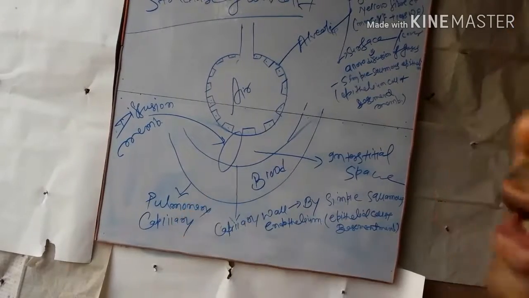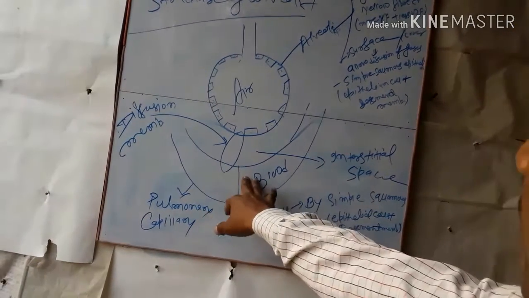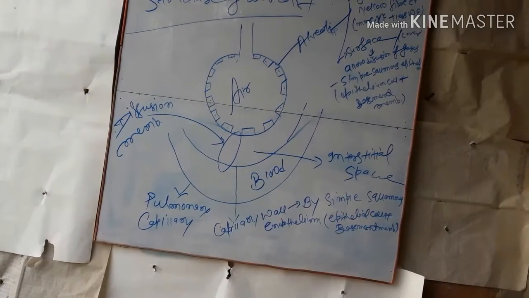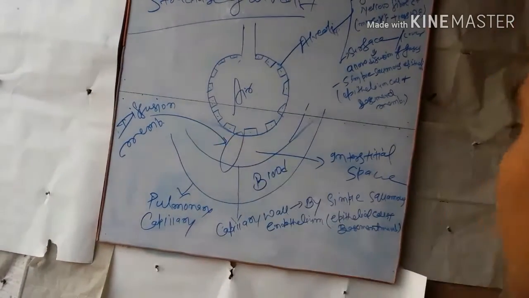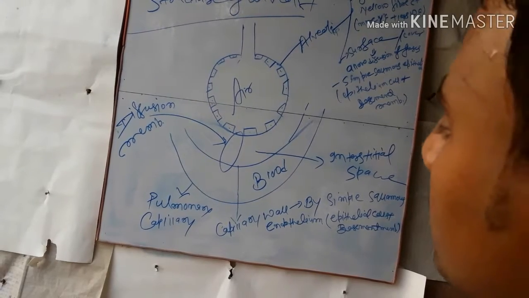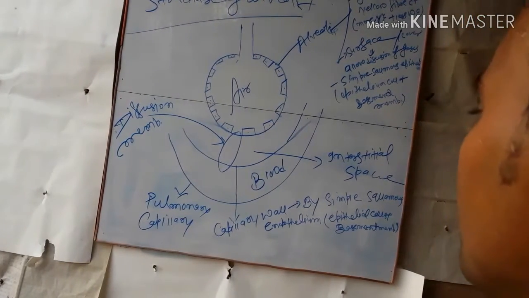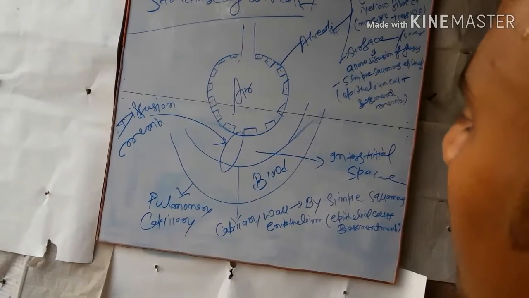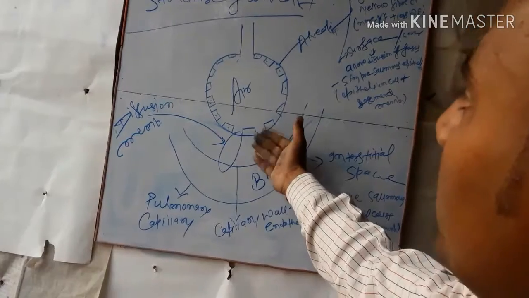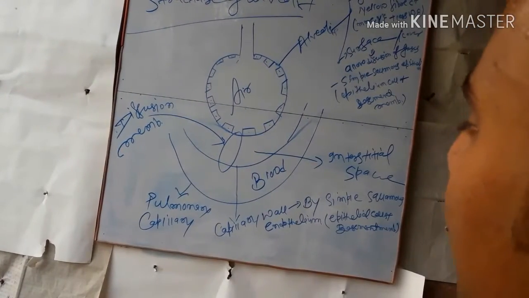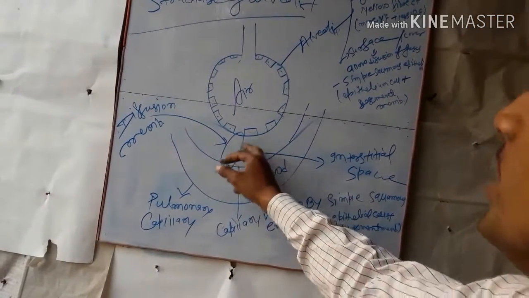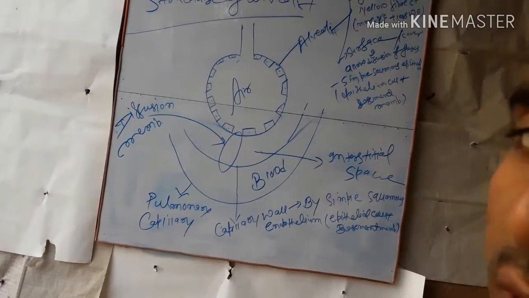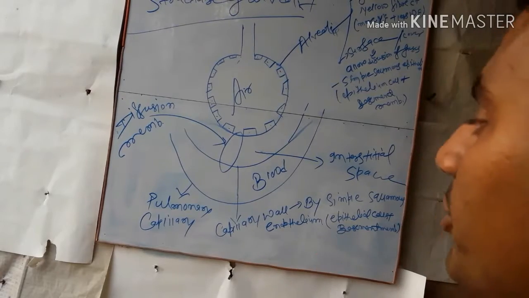and this is the pulmonary capillary wall, made of simple squamous endothelium, these epithelial cells plus basement membrane, and this is the pulmonary capillary. The space between the surface of the alveoli and the capillary wall is the interstitial space.